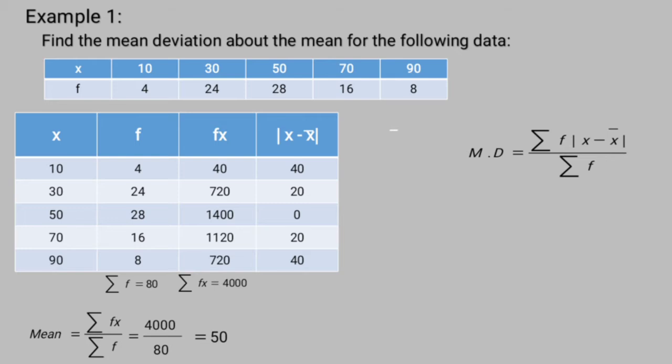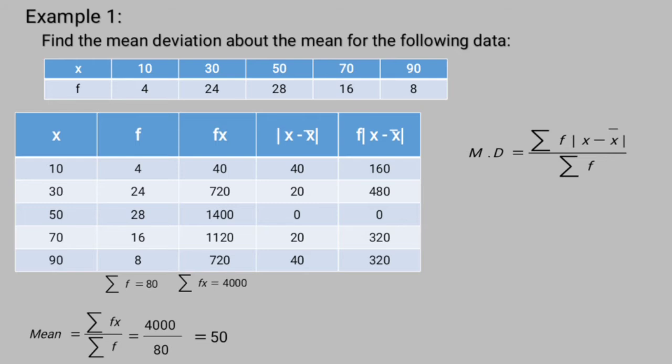After that, I need f into modulus of x minus x bar. So I am going to multiply this f value with modulus of x minus x bar. That is 4 into 40, 160. 24 into 20, 480. 28 into 0, 0.